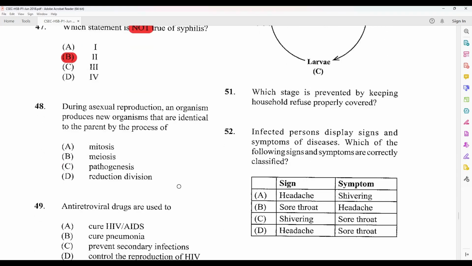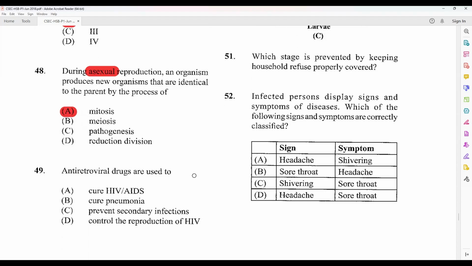During asexual reproduction, an organism produces new organisms that are identical to the parent by the process of... they told us it is asexual reproduction already, so that already kind of hints to mitosis.